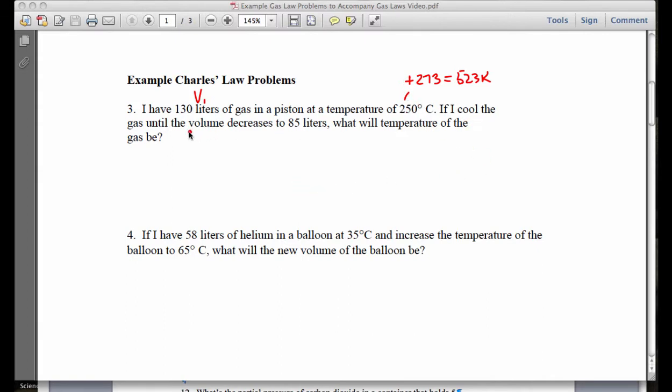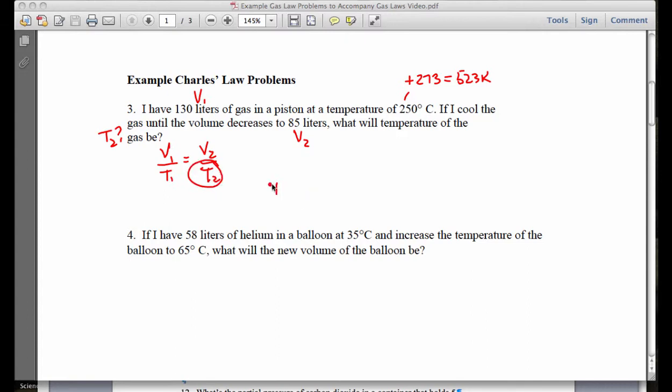If I cool the gas until the volume decreases to 85 liters, that's going to be V2. What will the temperature of the gas be? So I'm looking for T2. So V1 over T1 equals V2 over T2. And what I'm looking for is right here.